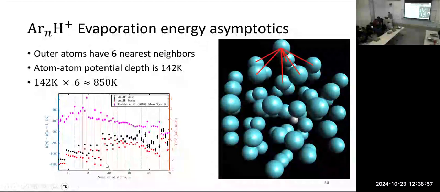And so that explains why this thing is hovering around 800 Kelvin. And it's not asymptotic to 800 Kelvin. It's going up and then down and then up and then down.